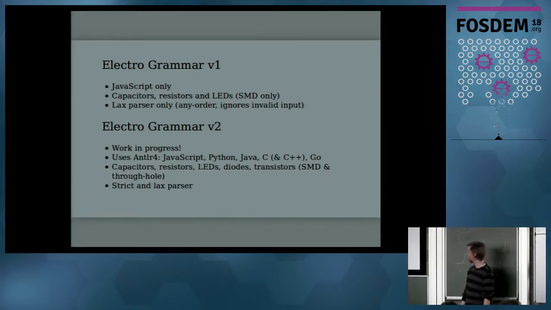So we're currently working on Electro Grammar version 2, which will be using ANTLR, so we will have parsers for JavaScript, Python, Java, C, C++, Go, and we could probably do C#. I don't know. ANTLR has a lot of language outputs. And David Craven has been expanding it. David's doing a lot of work.